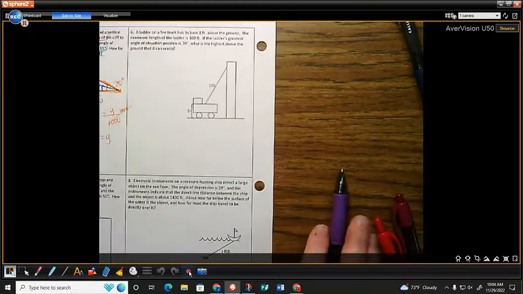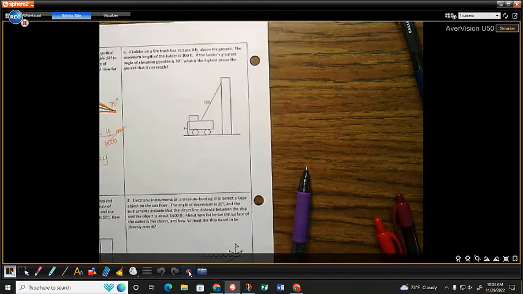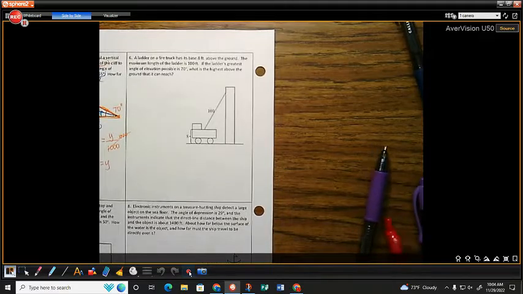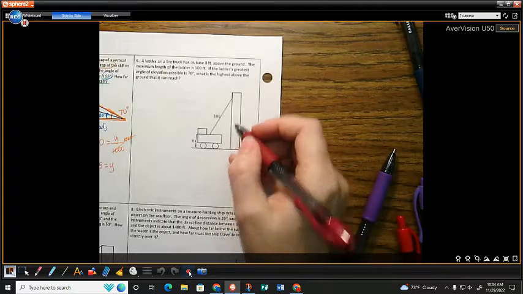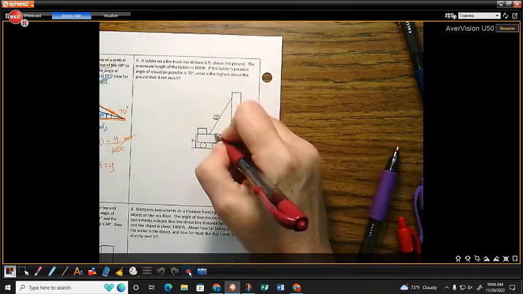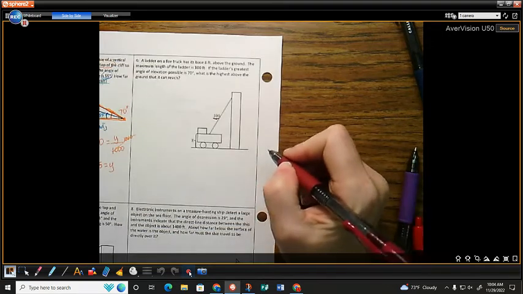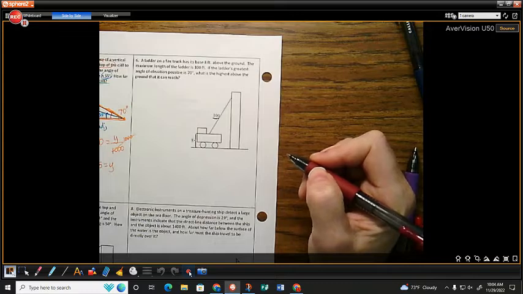Okay? Number 6. This is how trigonometry will save your life. Set up the trig equation for this one, for number 6. I'm trying to fool you here, so be careful. See, the maximum length of the ladder is 100 feet. The ladder's greatest angle of elevation possible is 70. Now, what does the angle of elevation have to be from? From a horizontal.